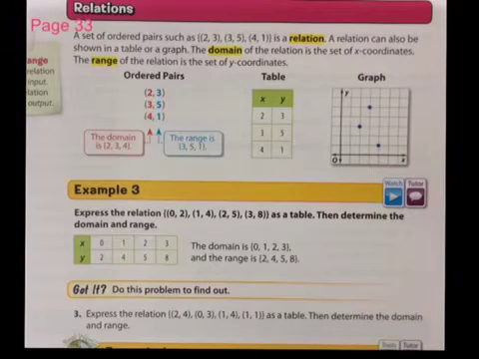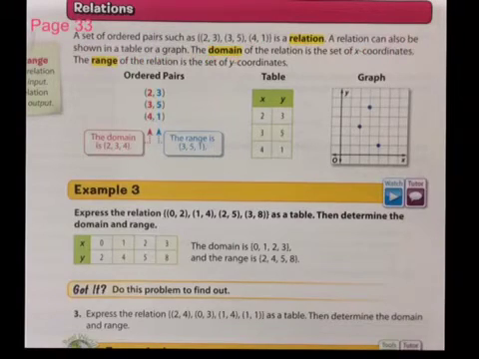Page 33. A set of ordered pairs such as (2, 3), (3, 5), (4, 1) is a relation. Now you can see, boys and girls, there's really no proportional relationship there. So it's a non-proportional relation, but it's still a relation. A relation can also be shown in a table or a graph.